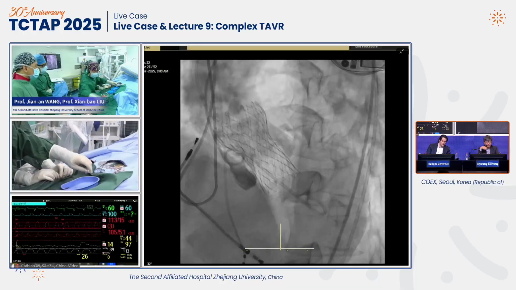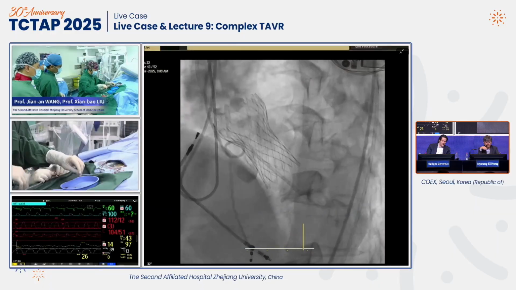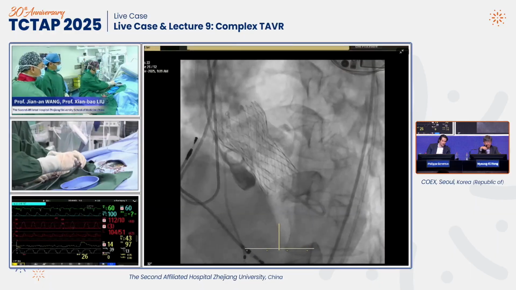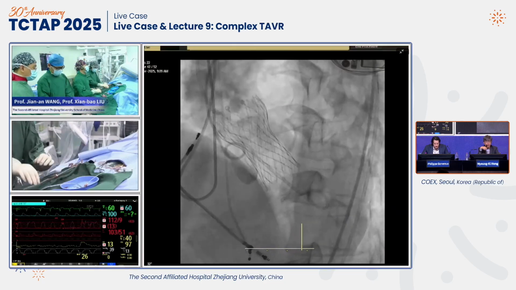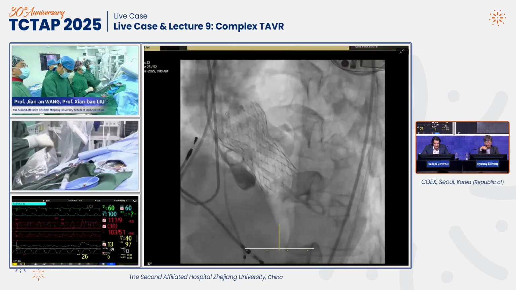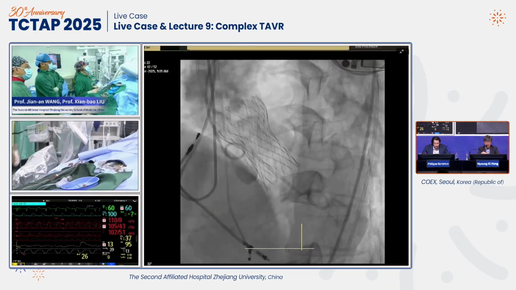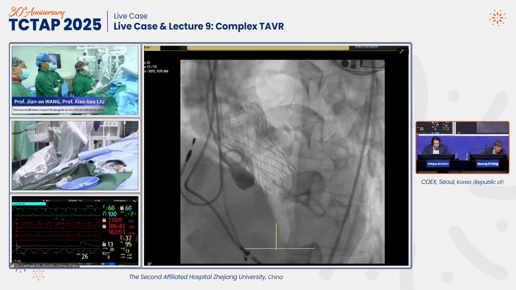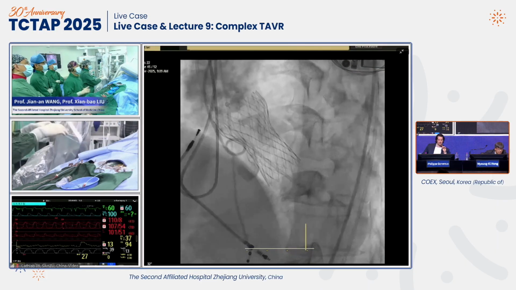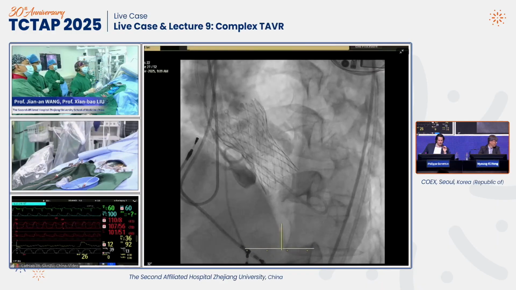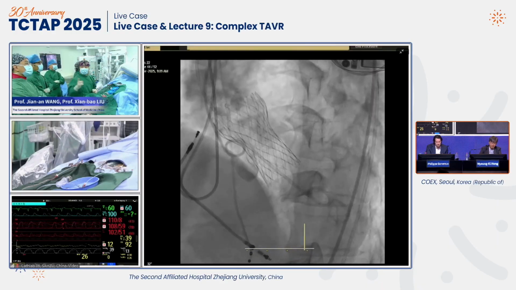Even if a little deep, I don't think the depth of this valve will play any major role in the clinical evolution of the patient. Actually, the depth of the valve in this patient does not matter. It does not influence any clinical outcome. And the gradient is about 4. Excellent. Put the hemodynamics on the big screen. It's a great result.